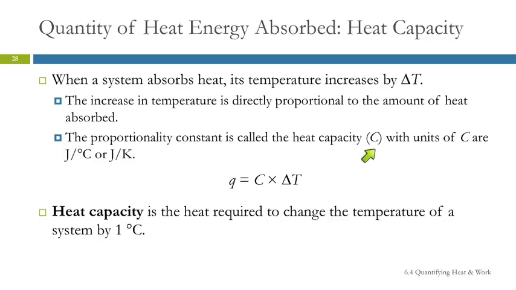It's given the symbol capital C. The units of that are joules per degree Celsius or joules per Kelvin. So the more energy that goes in, the bigger the change in the temperature. So we can say that Q, the heat that's absorbed, is equal to the heat capacity, a proportionality constant, times the change in temperature.